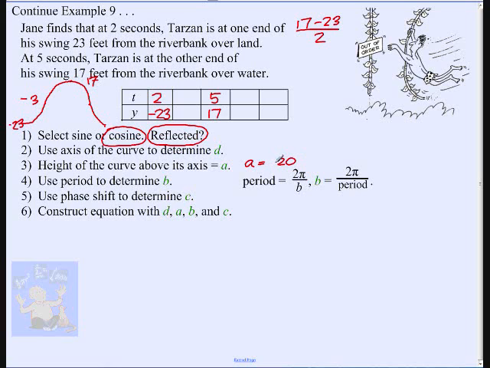It's reflected, so I'm going to use a negative. The axis of this curve, my D, it's shifted away from 0 downward to negative 3. What's my period? Okay, so if it's sinusoidal and this is the low point, I'm coming back to the low point over here.